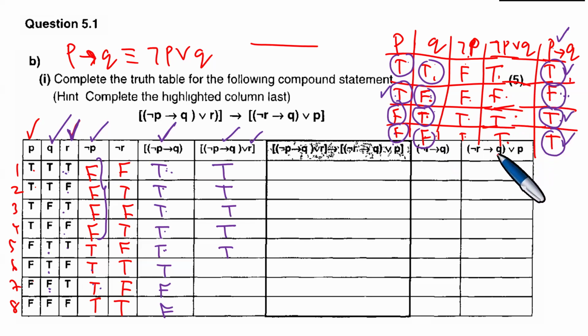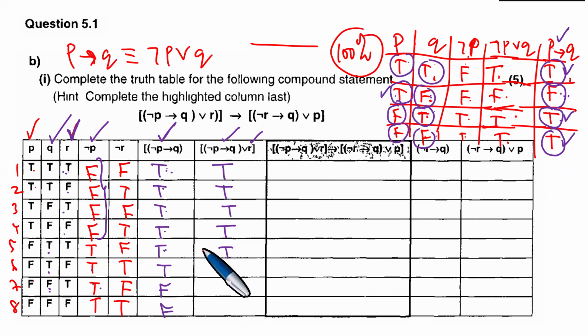I'm just verifying that everything is in the right order. So now when you have this, you'll have true, false, true, true. So the table is 100% correct. Just verifying there to make sure we make no mistakes here in the big table.